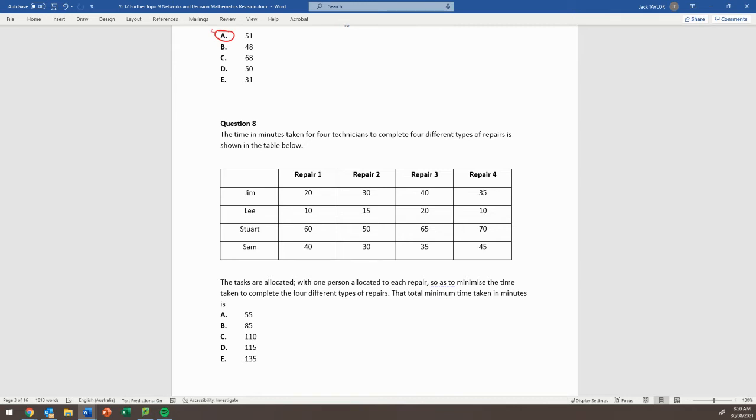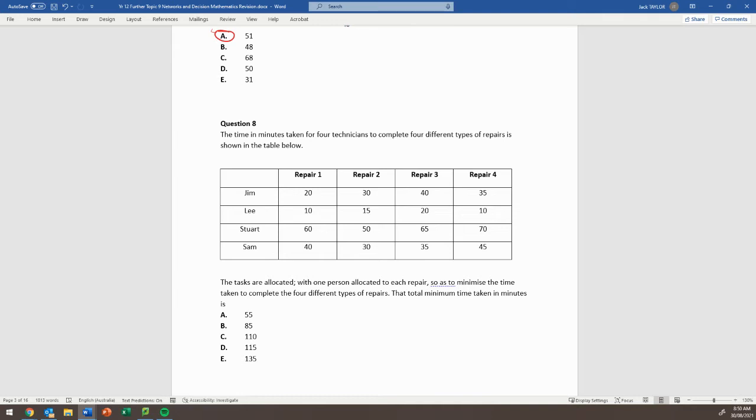The time in minutes taken for 4 technicians to complete 4 different types of repairs is shown in the table below. The tasks are allocated with 1 person allocated to each repair so as to minimize the time taken to complete the 4 different types of repairs. What is the total time taken in minutes?